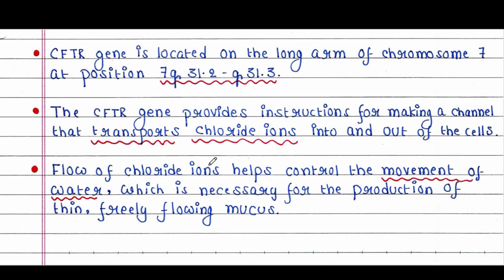Flow of chloride ions helps control the movement of water, which is necessary for the production of thin, freely flowing mucus. See, we know the theory of osmosis. So water flows spontaneously from a region of lower solute concentration to higher solute concentration. So if chloride ions move out of the cell, then water molecules will follow them too, right?